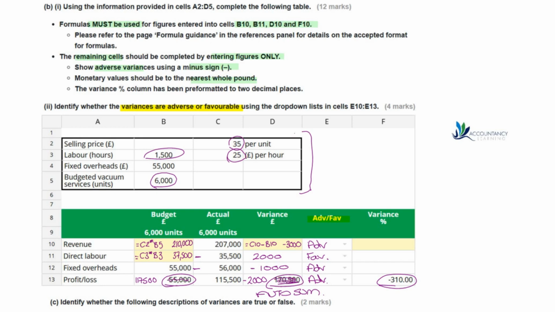So now we can look at our variance percentages. So again, we're in a yellow box, so we need to do a formula for this one. And when we're doing our formula, we take our variance and divide it by our budget. So D10 divided by B10, and then multiply it by 100, which would give us a minus 1.43. And remember, it's already been pre-formatted to 2 decimal places.